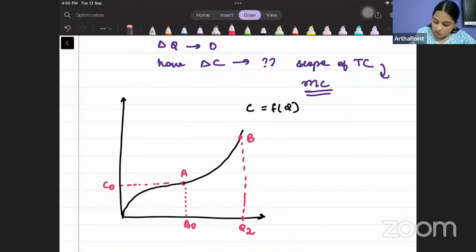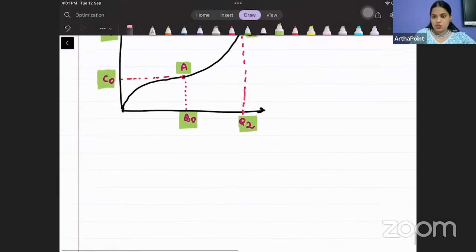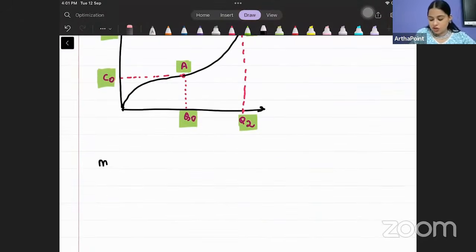Right? And across this point B here, I have point C2. So point B represents quantity Q2 and corresponding cost C2. And point A represents quantity Q naught and corresponding cost C0. Okay. Now, beta, if I ask you, what is your marginal cost? What will you tell me? You will tell me marginal cost is nothing but change in cost due to change in quantity.